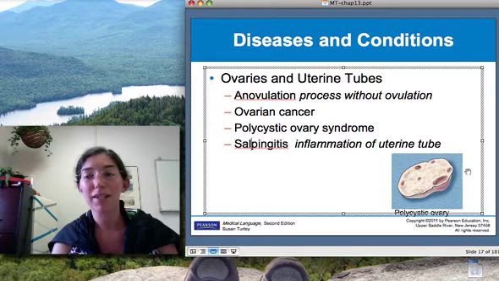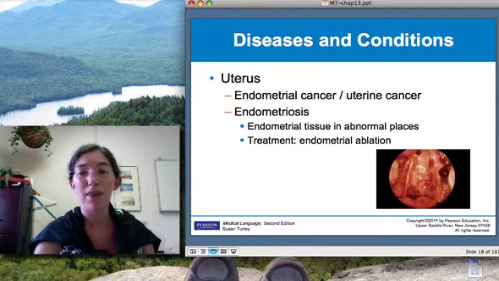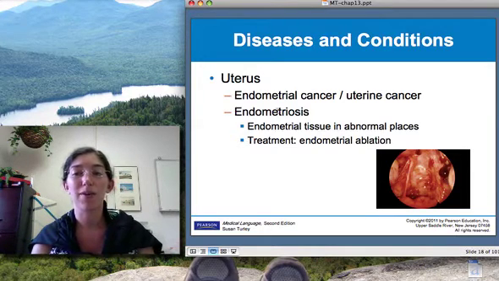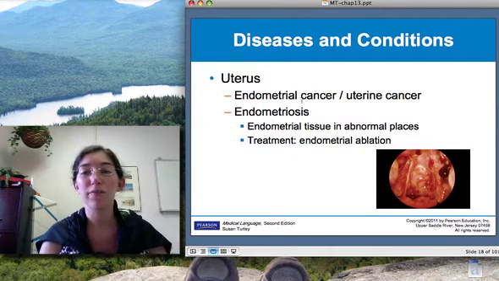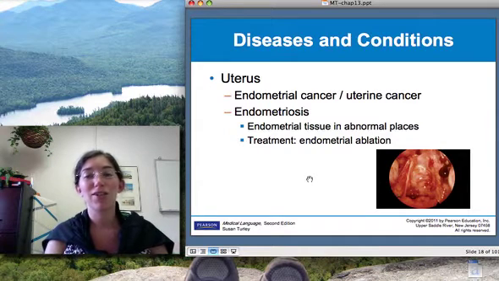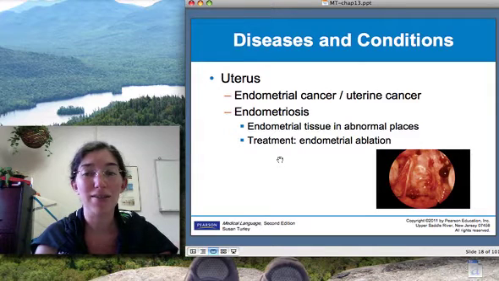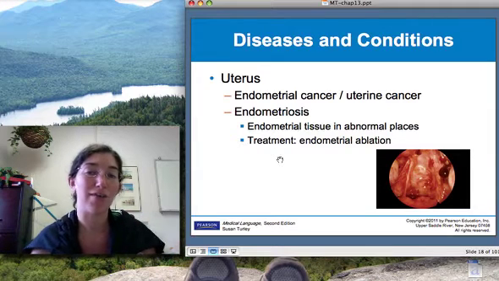Salpingitis is inflammation or infection of the uterine tube. Remember, salpingo was a combining form for uterine tube. Some conditions of the uterus, endometriosis and endometrial cancer, are both conditions that affect the endometrium, the inner lining of the uterus. So endometrial cancer is cancer of the inner lining of the uterus. Endometriosis is a condition where endometrial tissue starts growing in abnormal places, or sort of it breaks away and escapes and starts growing in abnormal places outside of the uterus.